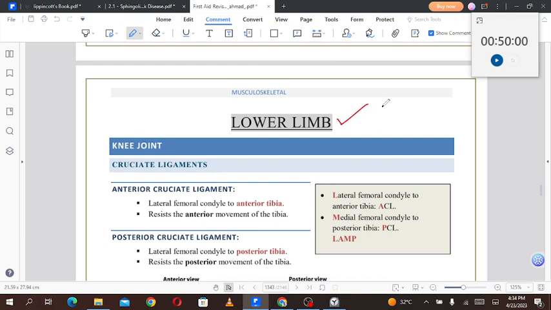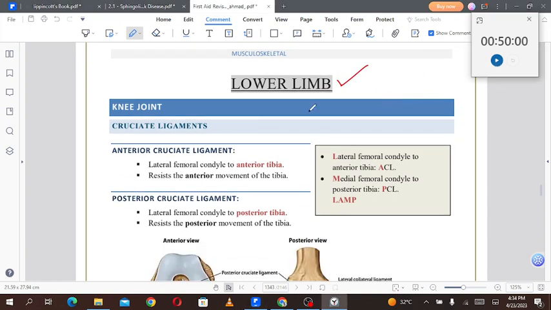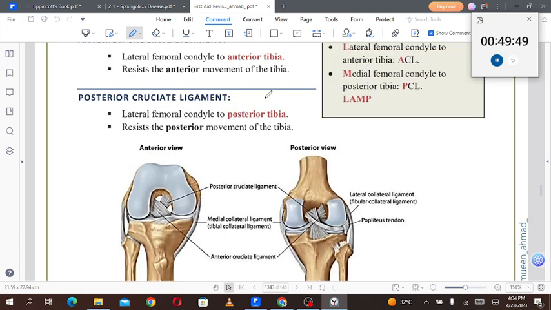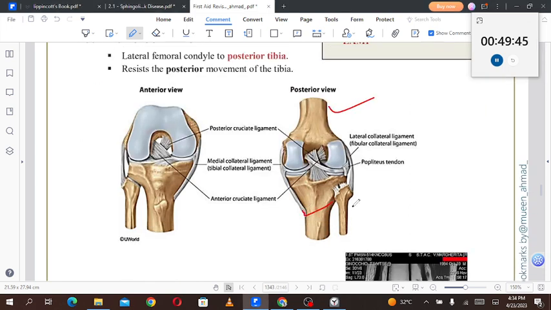So, starting the lower limb, the first point is about the knee joint. In the knee joint, they're telling us about the ligaments which are connecting the knee joints. What is the knee joint? Knee joint is basically a joint that is formed between three bones. First one is the femur, that is above. Second one is the tibia, that is below, medially, and fibula, that is below and laterally.